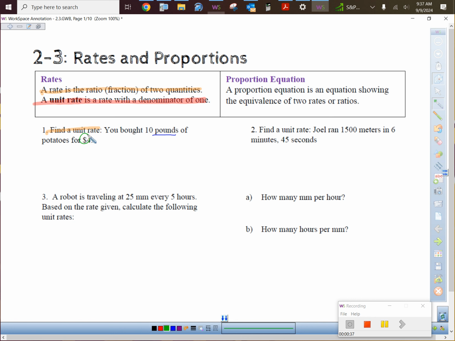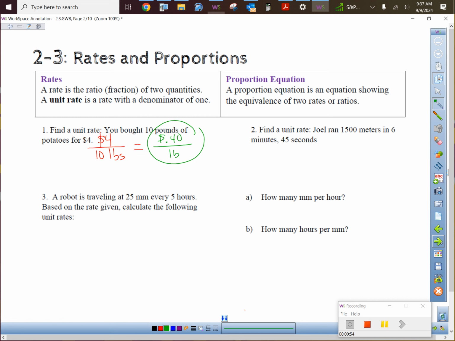In the real world, since that's what this class is about, a little real world mathy stuff, which label makes more sense to you? Pounds per dollar or dollars per pound? I personally like dollars per pound. Are you with me on that? So what I did was I first set it up as dollars over pounds. So $4, they told me that, over 10 pounds.